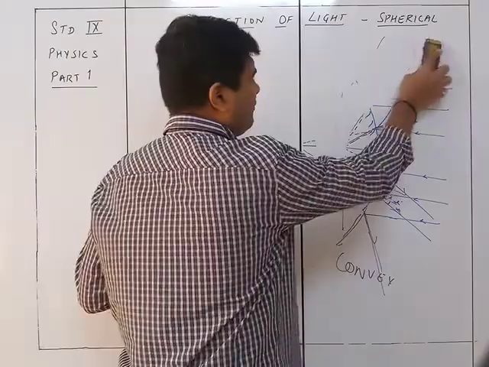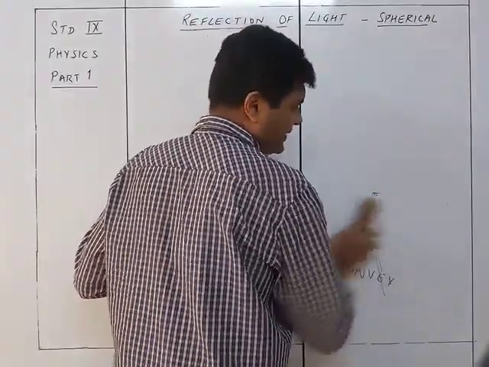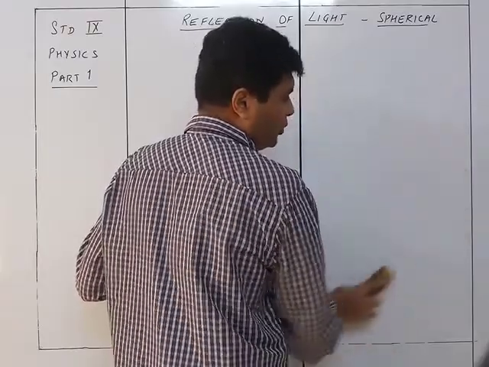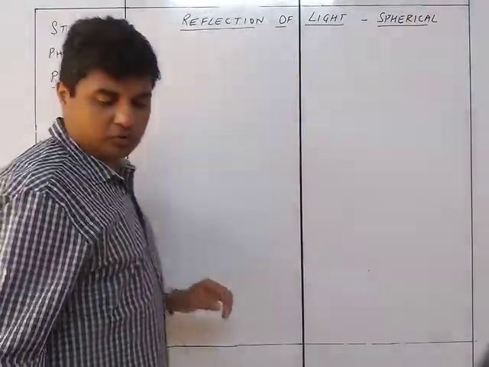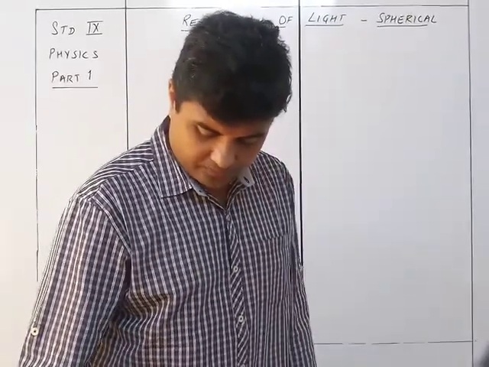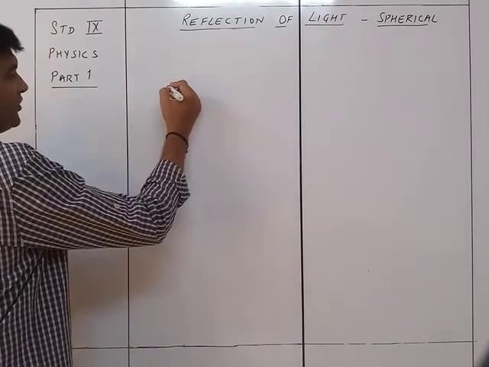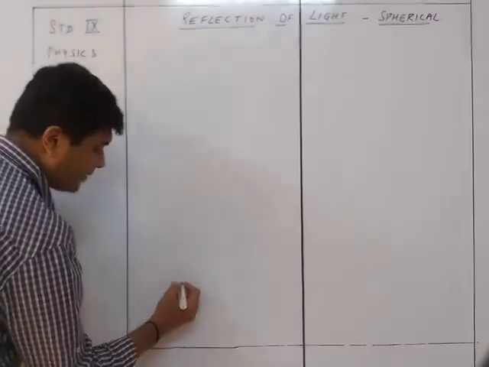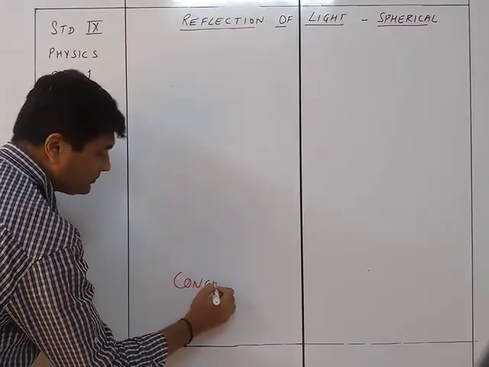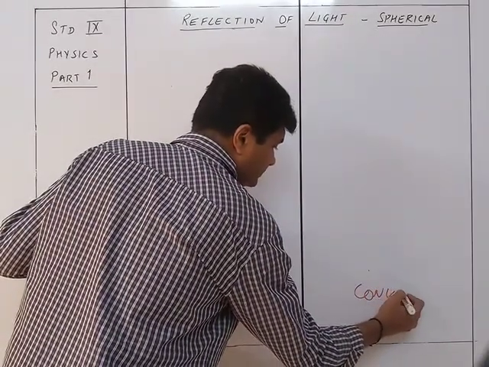We'll take the example of concave mirrors only. Convex is not needed, there's no need to show it. Of course, it is going to be followed by both concave and convex, but not a problem, I'll just show both of them. So first of all we have concave over here and we'll have convex over here.